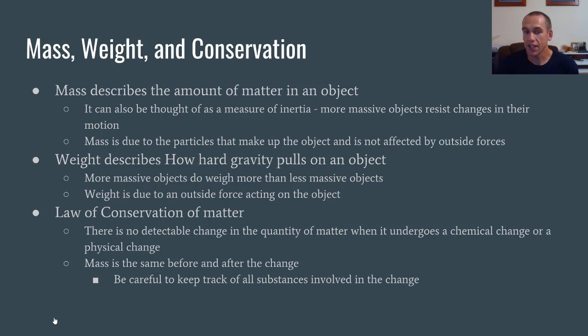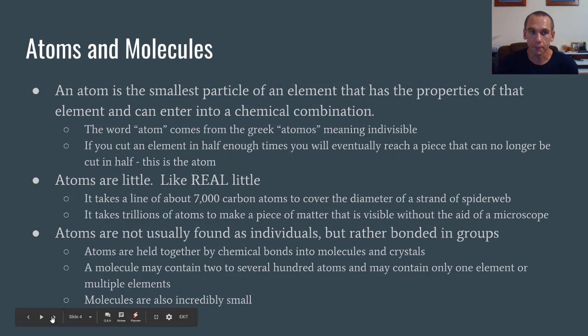So when you're trying to keep track of all of this, you do have to keep track of all the products. So when you burn wood, you've got to keep track of the smoke that's produced and the carbon dioxide that's produced and all the little gases that float away, the water that's produced. If you're not containing those, then it looks like we lost matter. But if you do keep track of all those things, then there is no detectable change in matter.